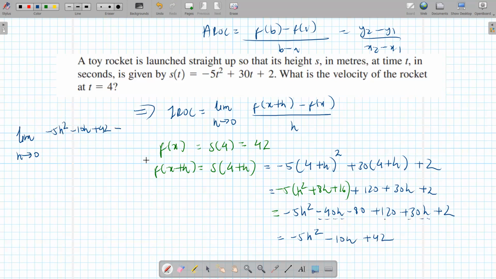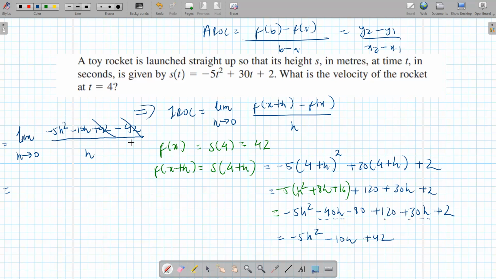Minus, what's f of x? F of x for this question is just s of 4. It's minus 42, right? All over h, like that. Now look at this, plus 42 and minus 42 cancels out. Whenever you're trying to find IROC, something will always cancel out.